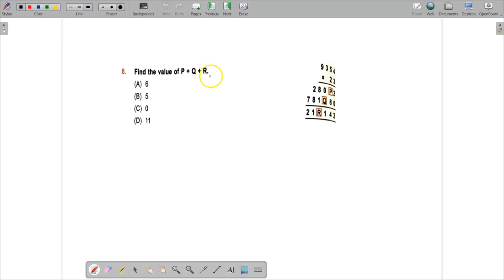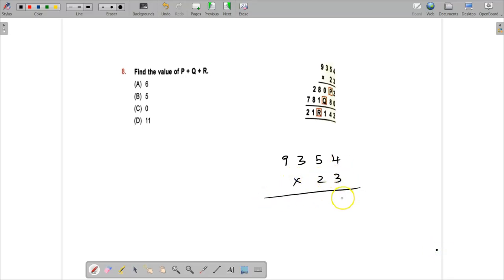Find the value of P plus Q plus R. So they have given one product, right? Multiplication operation. We need to find out first what is P, what is Q, what is R. Then we need to add all the three values. So they have given the values properly, right? Already they have multiplied and they have given. We need to multiply by 23.